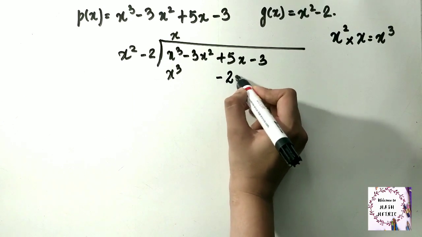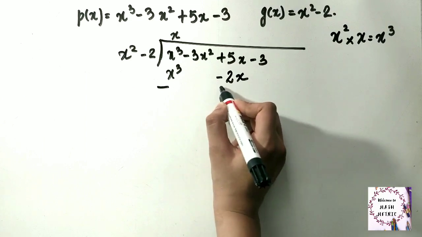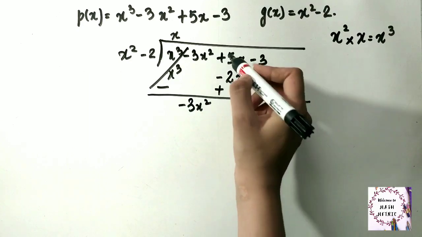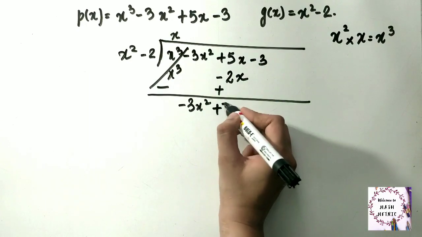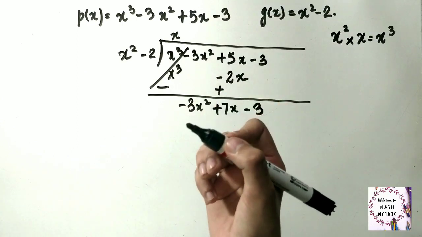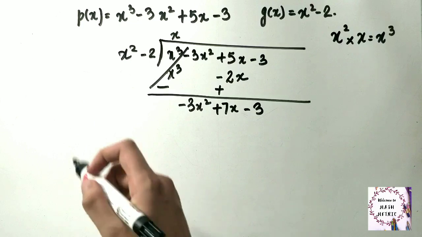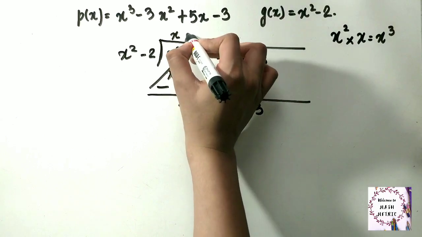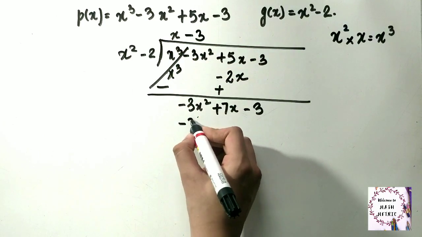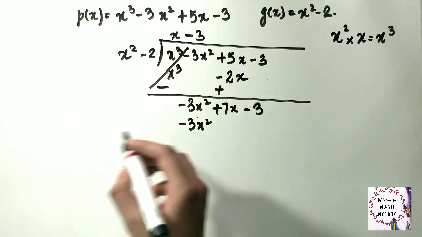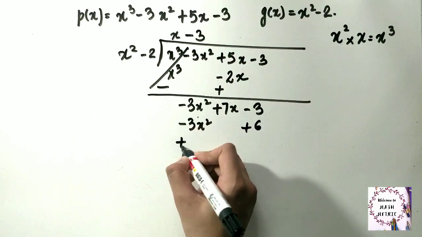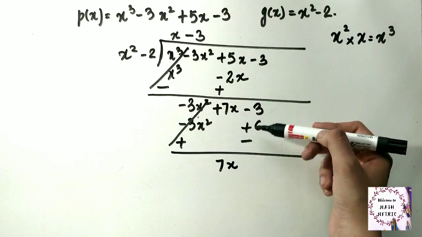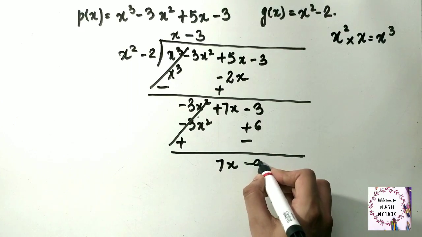We'll write it under this, changing the signs. This gets cancelled. Minus 3x square comes as it is. 5x plus 2x is plus 7x minus 3. Now similarly we have to follow these steps all through. So by which quantity should x square be multiplied to get minus 3x square? Minus 3. So we'll write here minus 3x square. Now multiply this by this, we get plus 6. Change the signs. This gets cancelled. 7x as it is. Minus 3 minus 6 is minus 9.